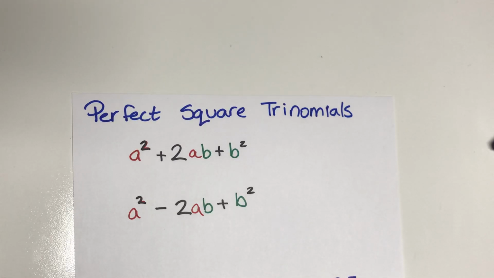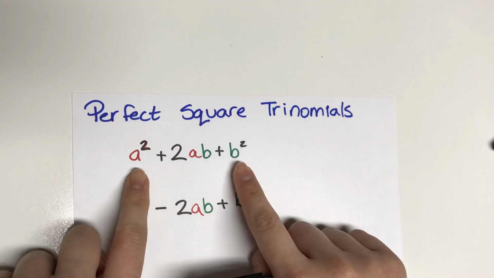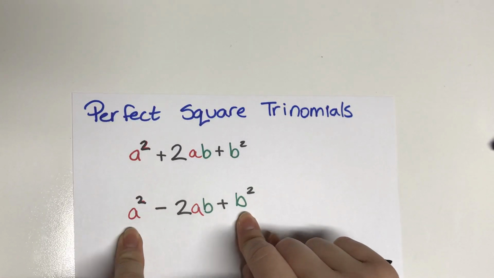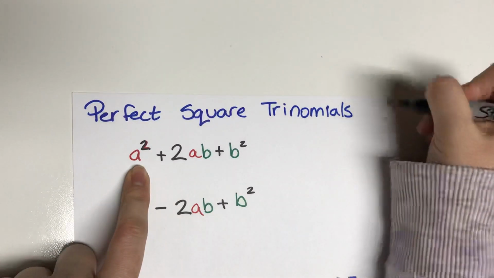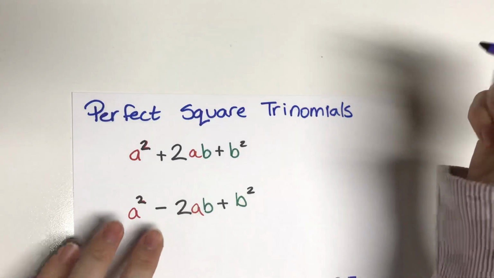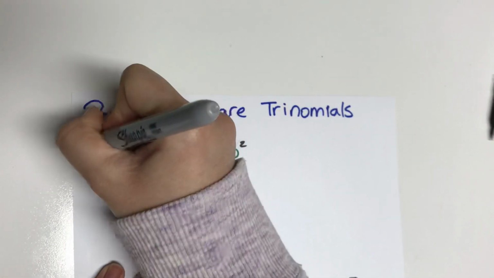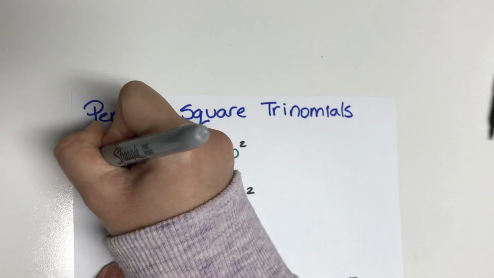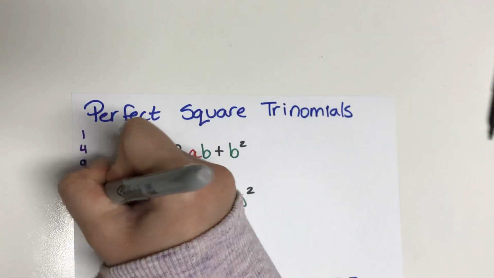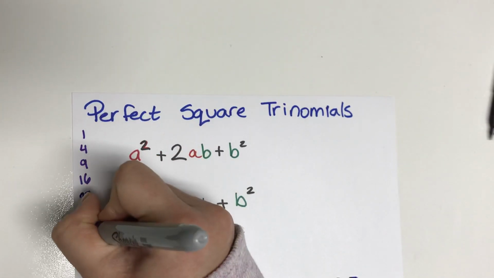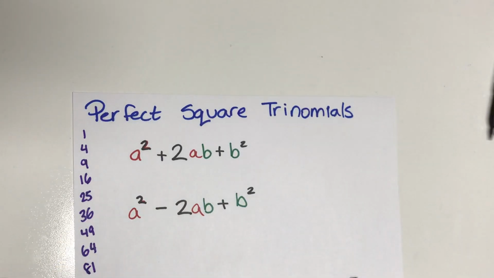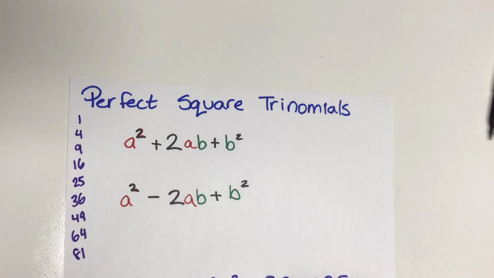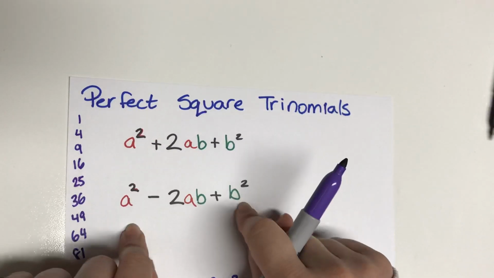Before we get started, just a bit of a recap on what perfect square trinomials are. Essentially, it means that the first and the last number or term are perfect squares. Remember, perfect squares include the numbers 1, 4, 9, 16, 25, 36, 49, 64, 81, etc. So they include these numbers in the first and the last term.